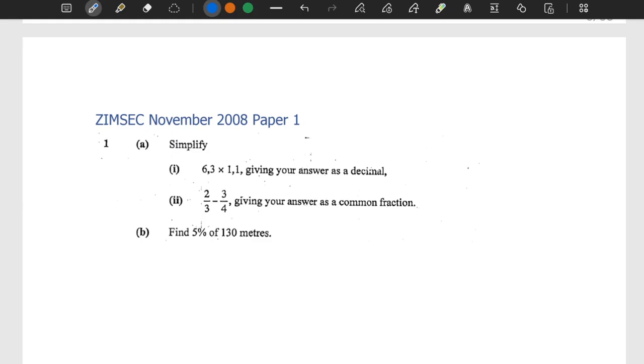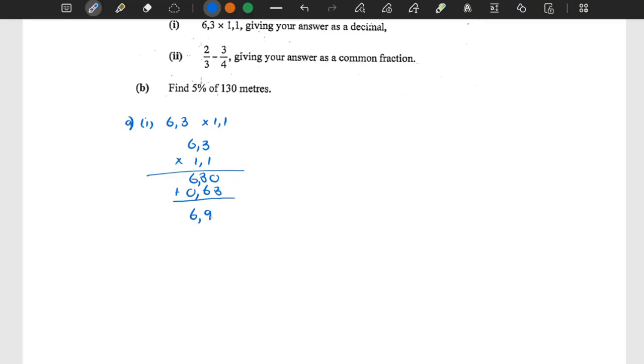It says simplify. The first one is 6.3 times 1.1, giving your answer as a decimal. So we have 6.3 times 1.1. Then we have 0.1 times 3, that's 3. 1 times 6, that's 6. And then next we have 0.1. 1 times 3, that is 3. 1 times 6, that is 6. And then our 2 decimals. And we get that up, and then it's going to be 6.93.